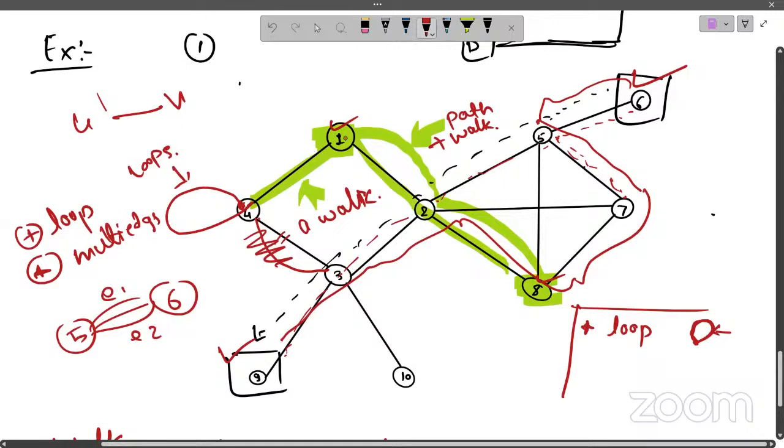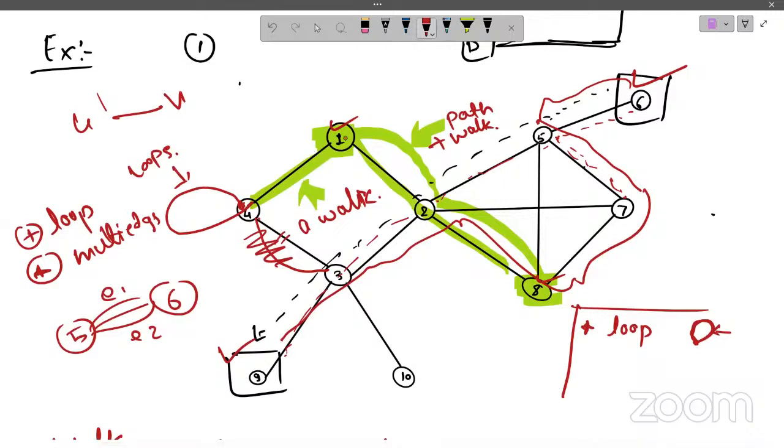Ma'am, that means in a walk, a vertex can repeat or not repeat. Yeah, it is possible it could be repeated, it could not be repeated. It depends on the walk, in which way you want to move, right? For example, if I go from 1 to 2 and then 8, this is also a walk and also a path because here I am not repeating any vertex or edges, right?